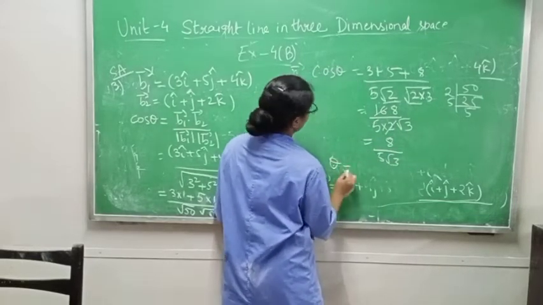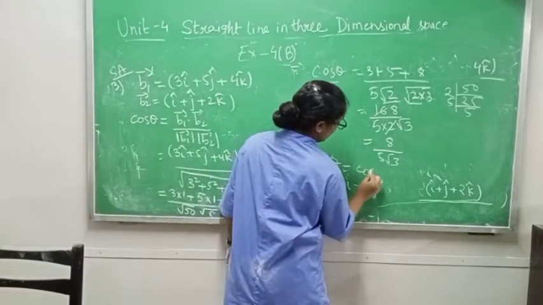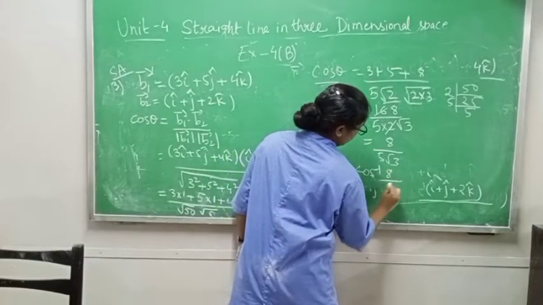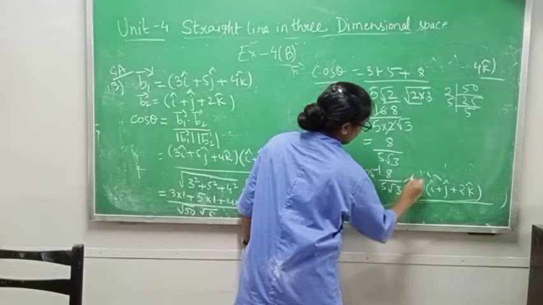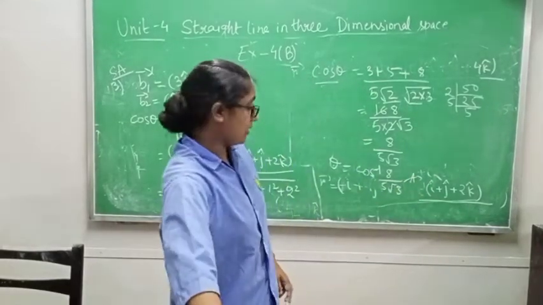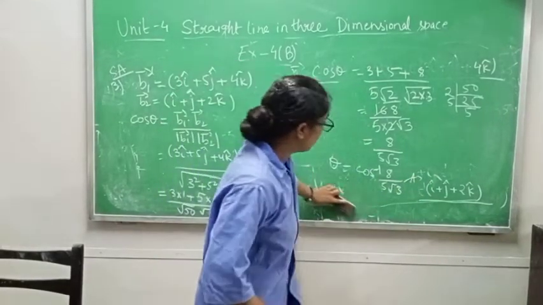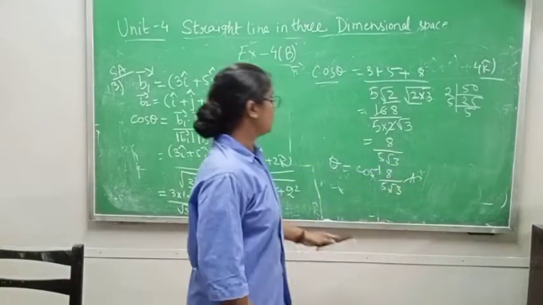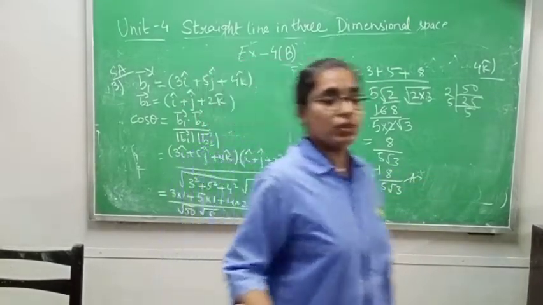Now theta equals, this cos will go here, it will become cos inverse 8 by 5 root 3. So this one is your answer in form of angle. Okay, this one is your answer. Copy this one.